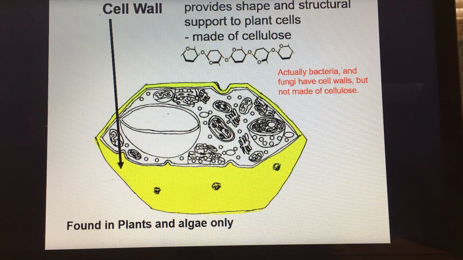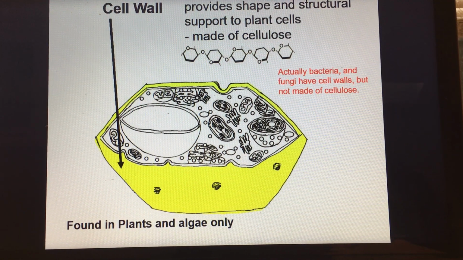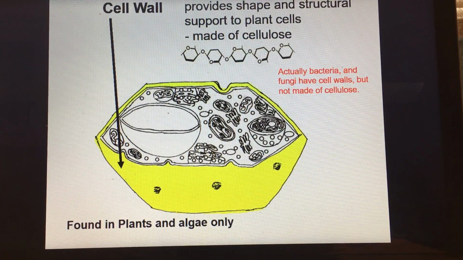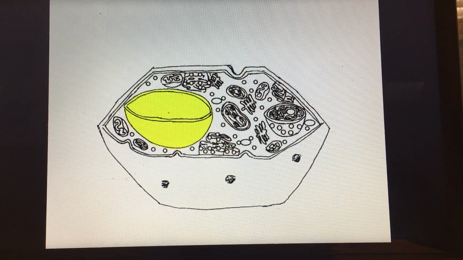So cellulose cell walls are found in plant and algae only, and not in animal cells and not in protozoans. But fungi and bacteria also have cell walls, though those are not made of cellulose.